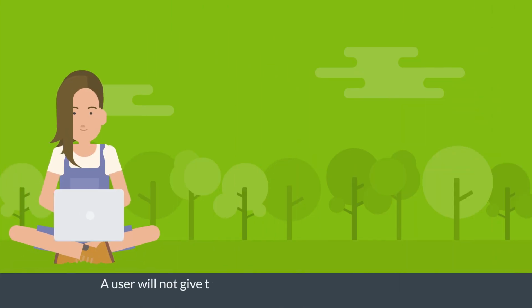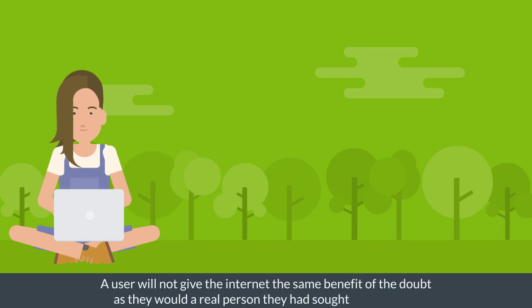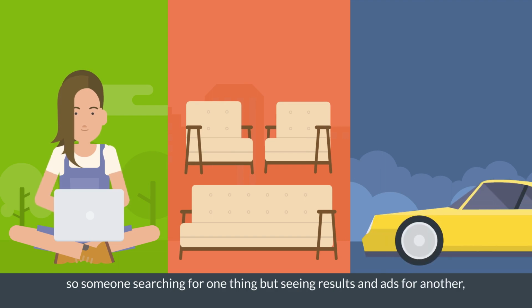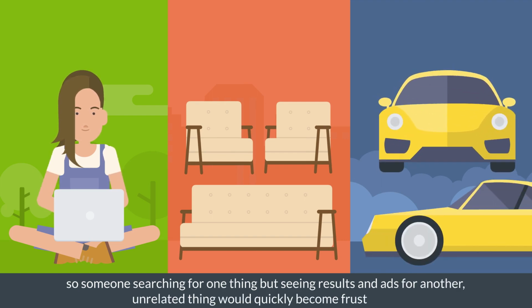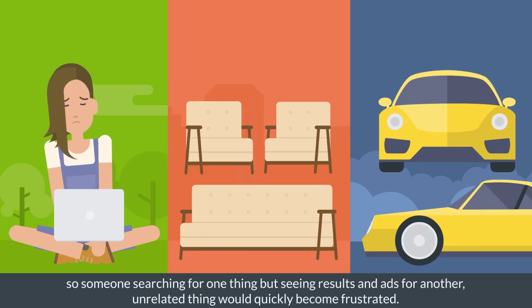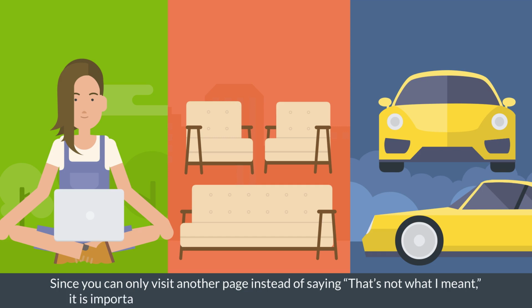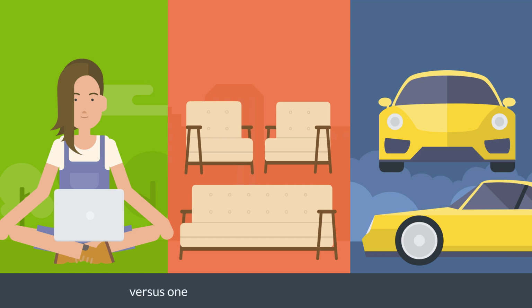A user will not give the internet the same benefit of the doubt as they would a real person they had sought advice from, so someone searching for one thing but seeing results and ads for another, unrelated thing, would quickly become frustrated. Since you can only visit another page instead of saying, "That's not what I meant," it is important to consider what the user might find a good or useful result versus one that could be considered bad or useless.